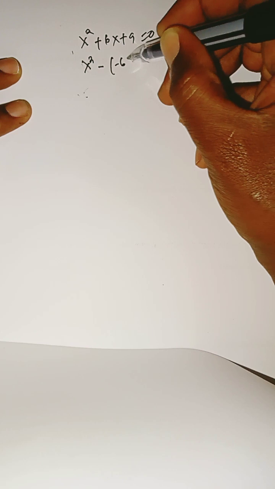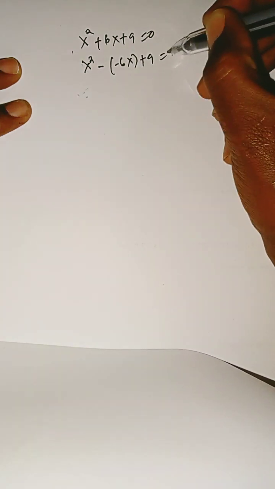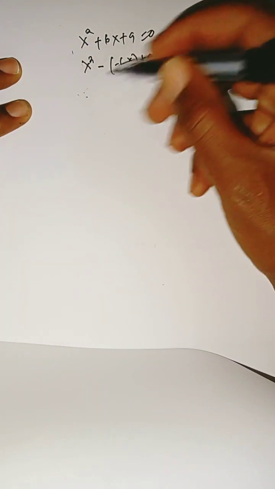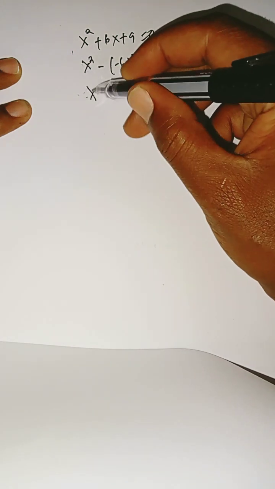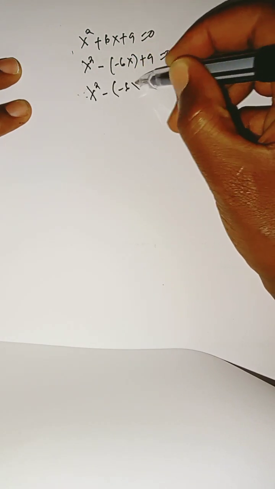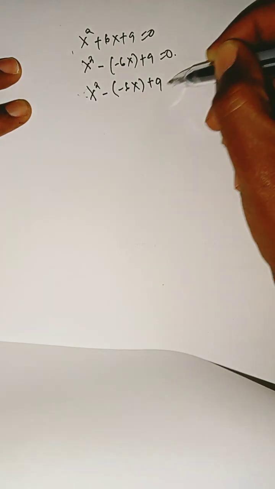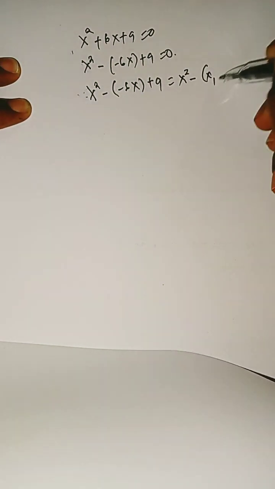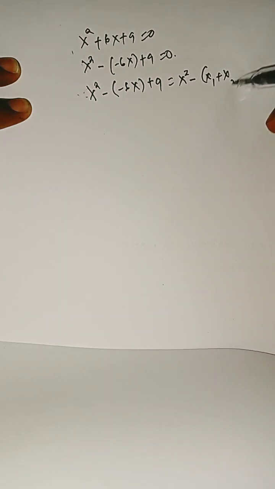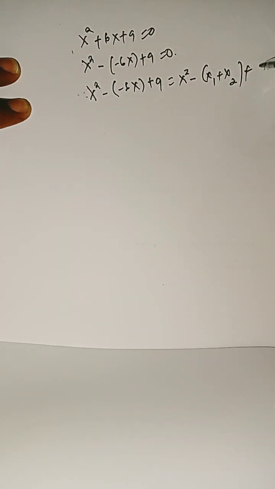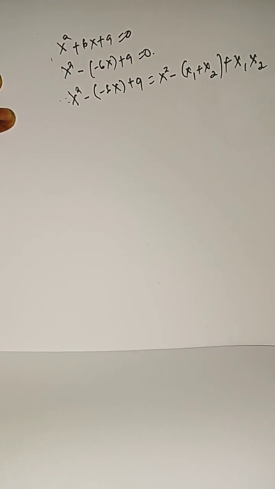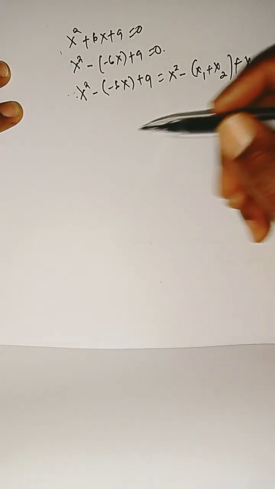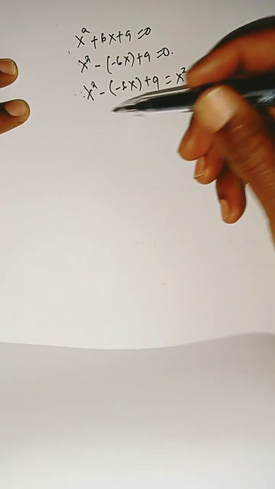The manipulation I'm going to make here is x squared minus 6x plus 9 equals 0, and you can equate this to x squared minus (x sub 1 plus x sub 2) x plus x sub 1 x sub 2, something like that. That's clear.